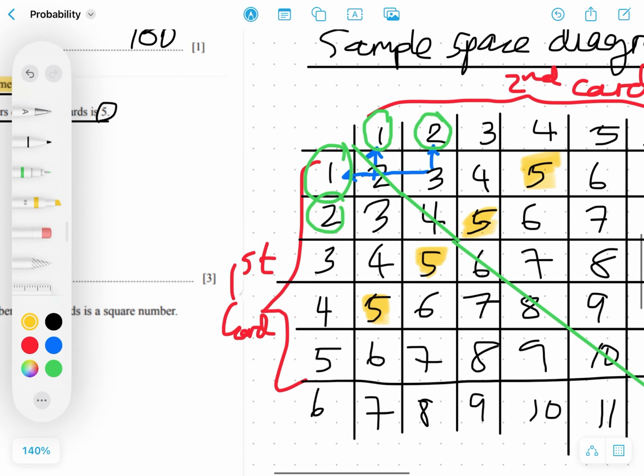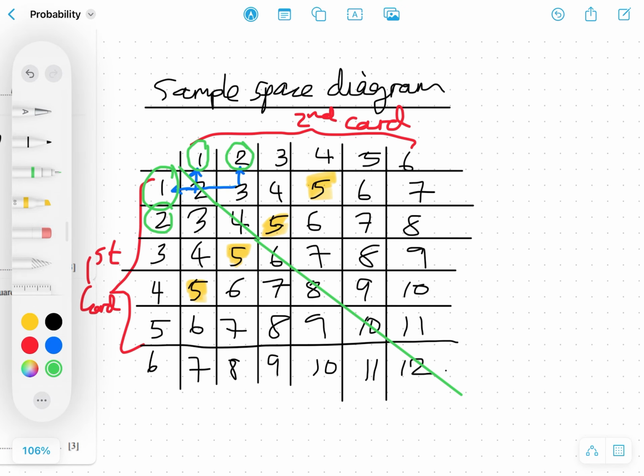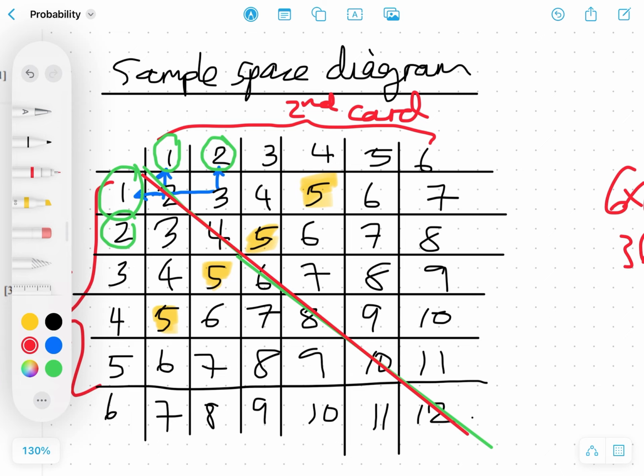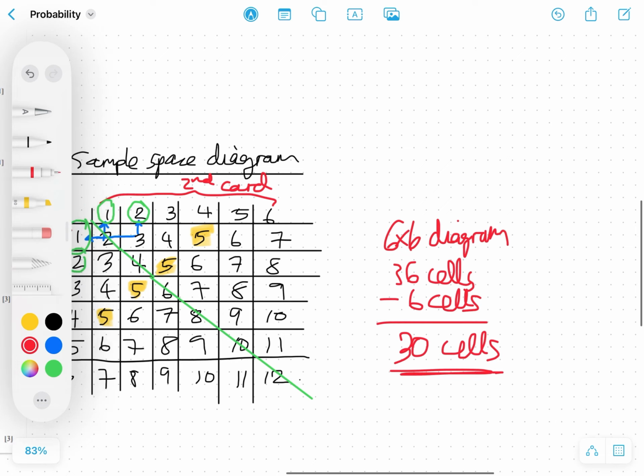And now, what's the number of total outcomes? The number of total outcomes is the total number of cells in the sample space diagram. So how many cells are there? Well, this is a 6 by 6 diagram, so it has 36 cells. But remember that we removed these 6 along the diagonal right here. So we have to subtract these 6 cells that we removed. So we're left with 30 cells in the sample space diagram.